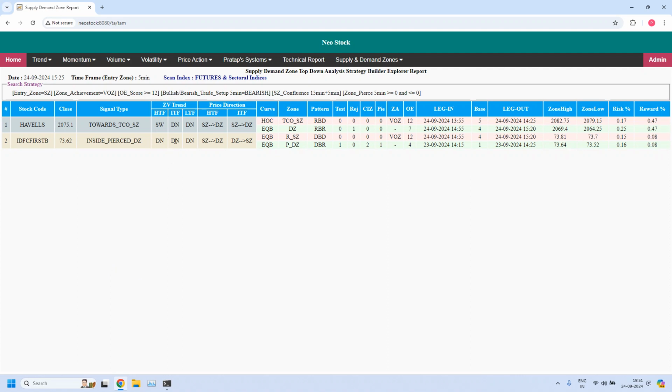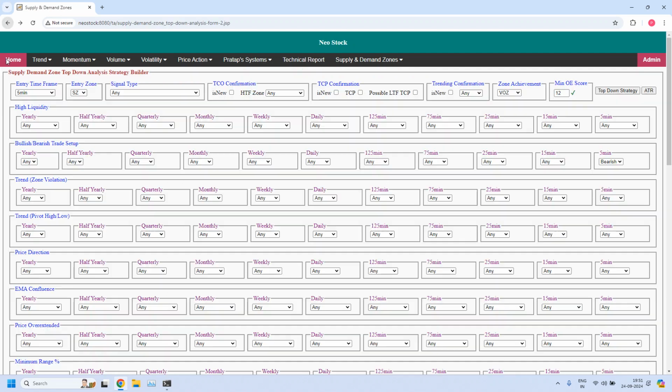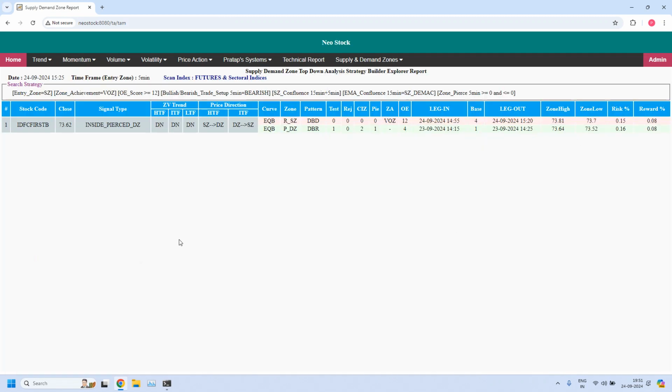If any of these 15 minute zones are having EMA confluence, let's verify. Mostly may not get, but let's check. 15 minutes time frame, 15 minute supply zone with daily EMA confluence. Oh, one stock is filtered. Good. This is a high probability setup.